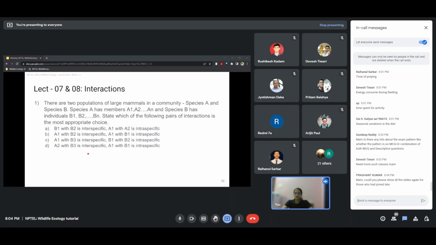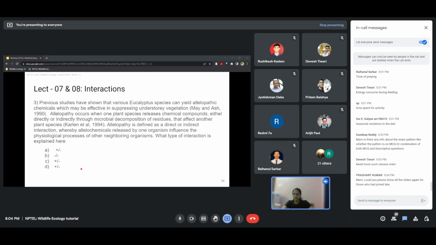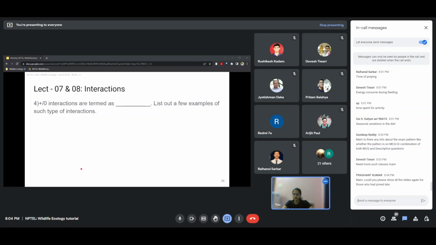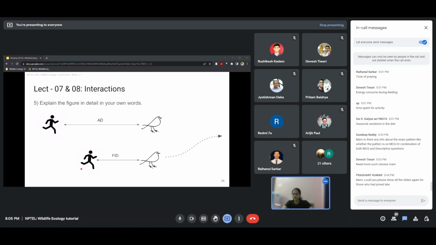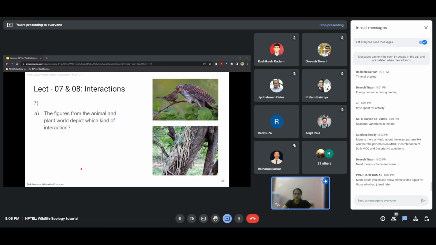All right. So slide one was interactions. I'm going to go through this very fast. Then we again had different types of interactions out here. Again, a question on interactions, a lot of it on interaction, positive and negative clubbed together. This was a slide on the flight initiation distance, which is the minimum distance beyond which, if you approach any organism, it flees.